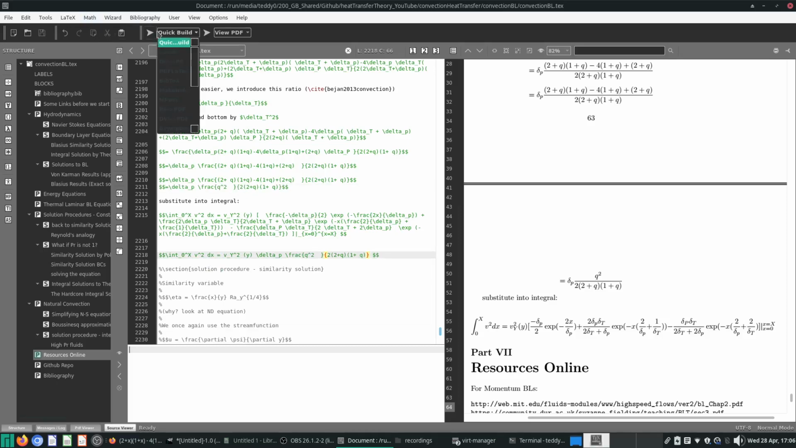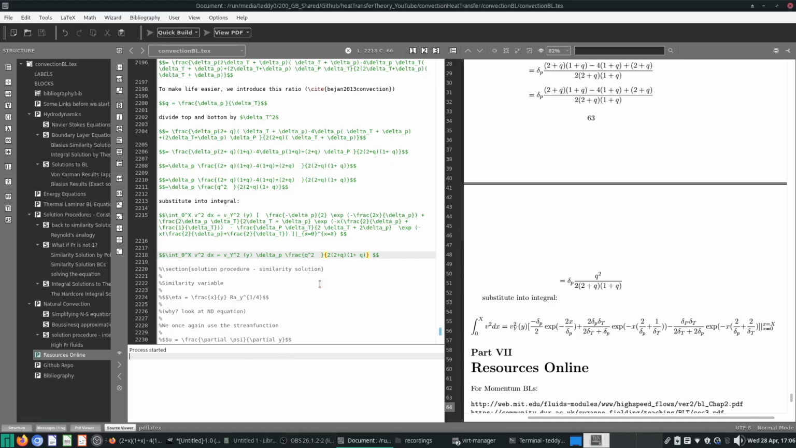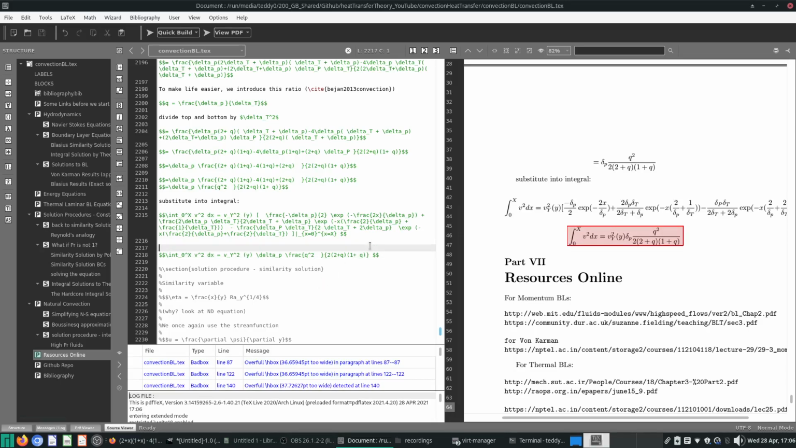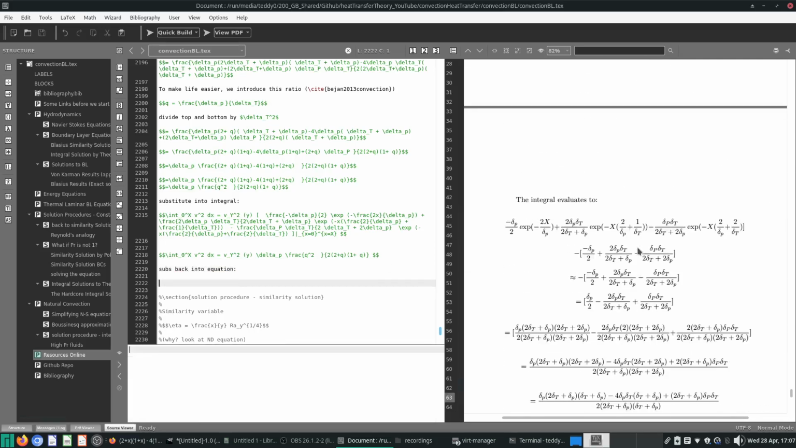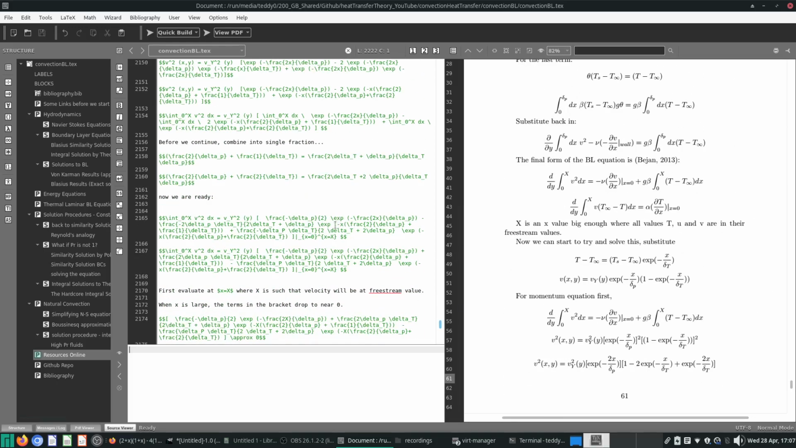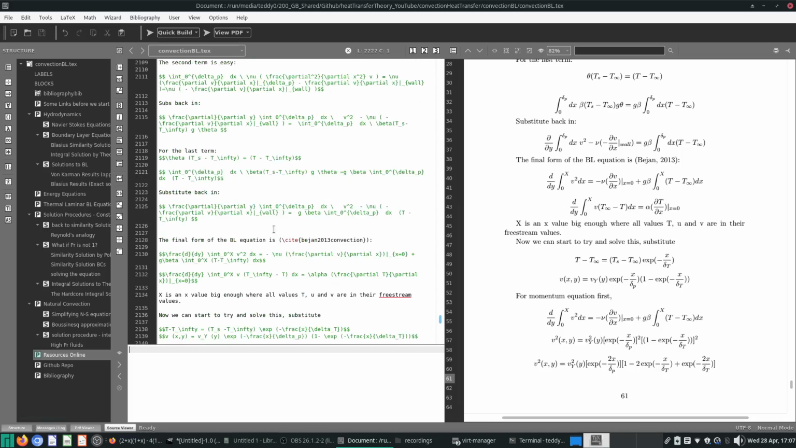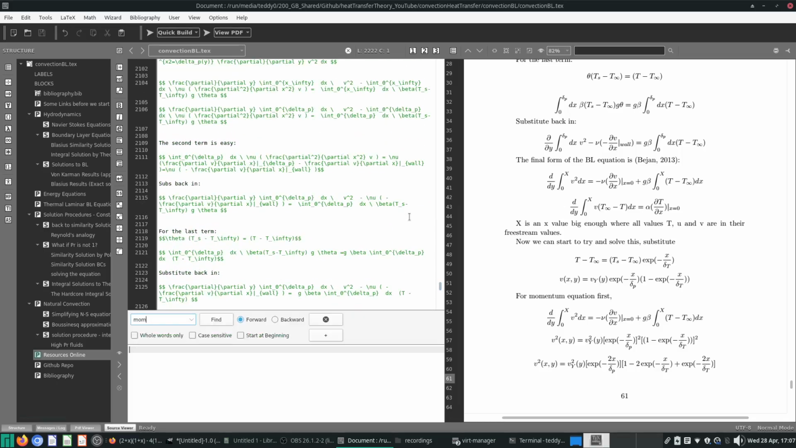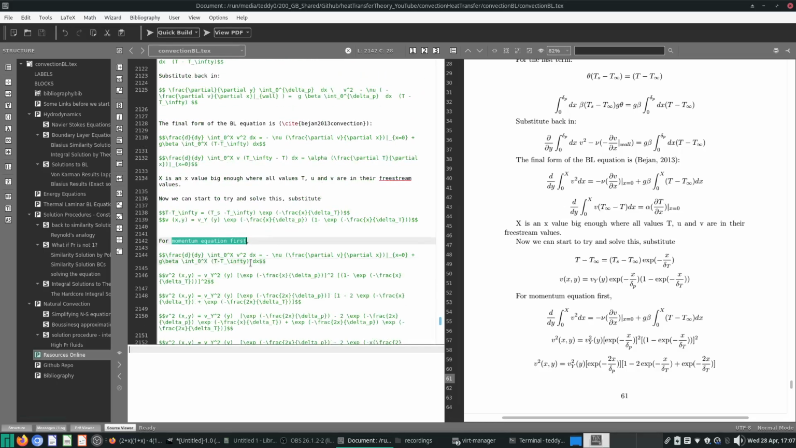So that's what we spent the last 15 minutes doing. Now we can breathe a little easier and substitute this back into the equation. Where's this equation? The momentum equation. Momentum equation first, so this is the one.